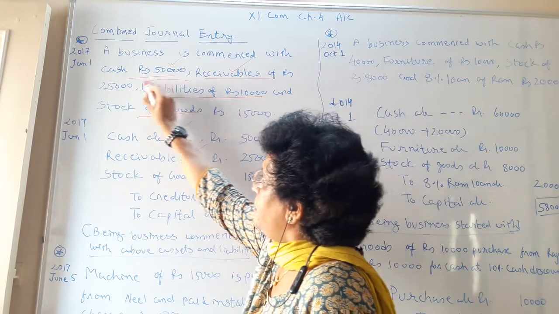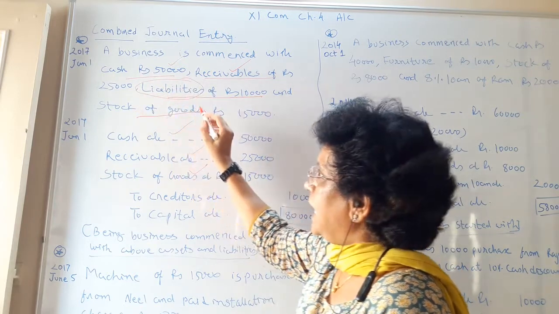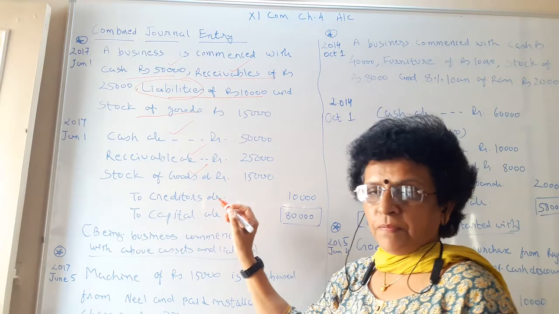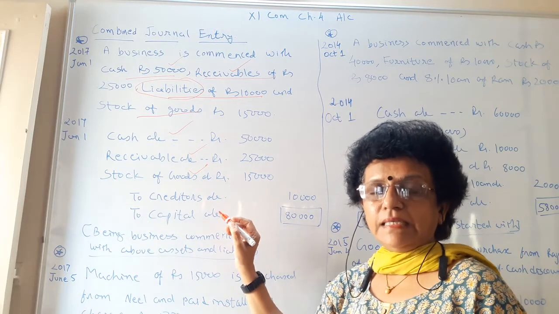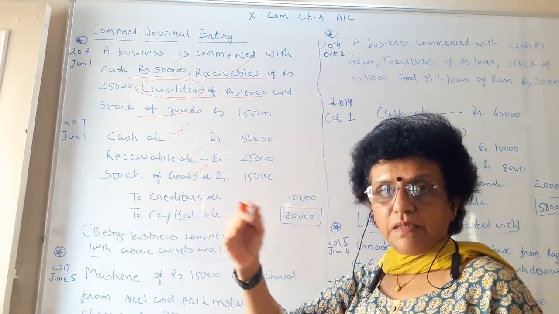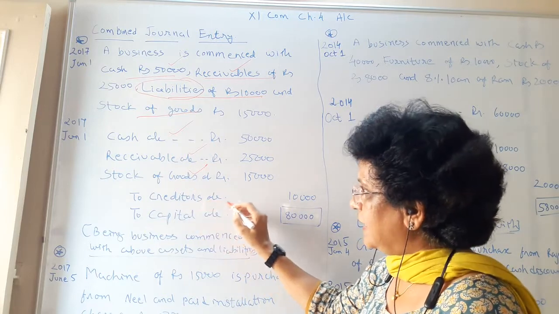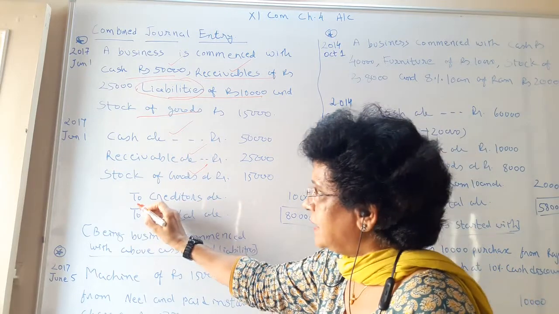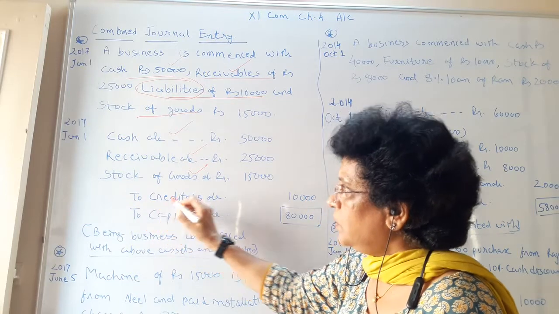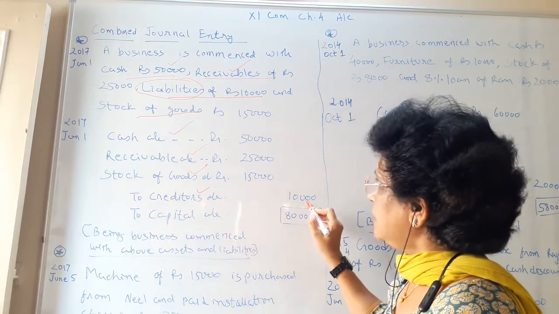Now this liability. The liabilities have a credit balance. Liabilities, they are the creditors. Debit the receiver, credit the giver. So they are the givers, they are the creditors, so they are to be credited. So we write "To creditors account 10,000".